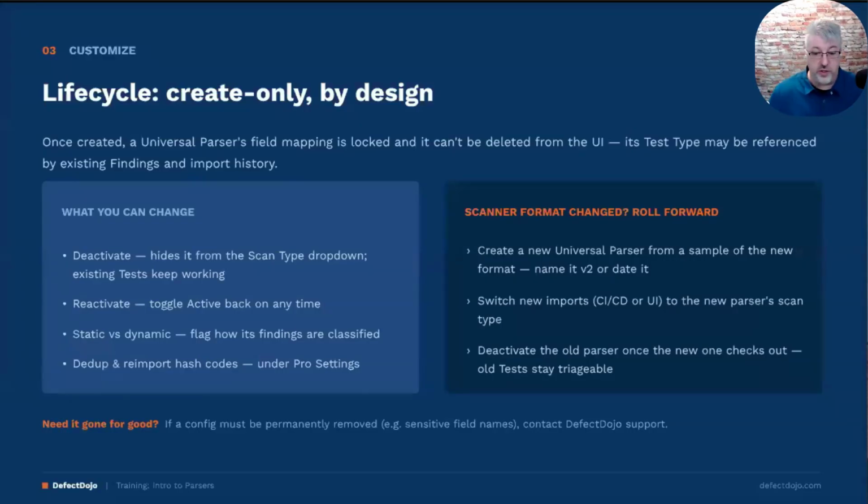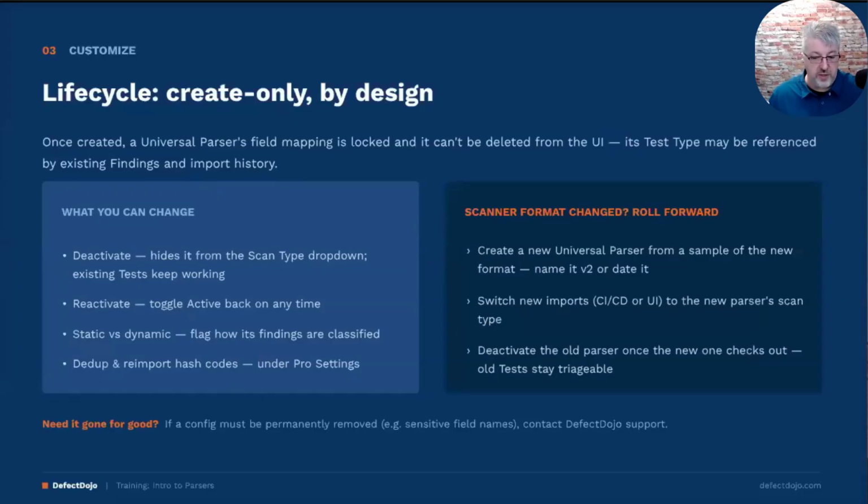So we don't allow you to delete. If you make a Universal Parser and realize, oh shoot, I don't want that in the description, I messed that up, you can make a new one that fixes whatever thing you noticed. Or maybe the vendor adds a new field and you have to remap it. But you can't delete that old one. Instead, you can deactivate it.